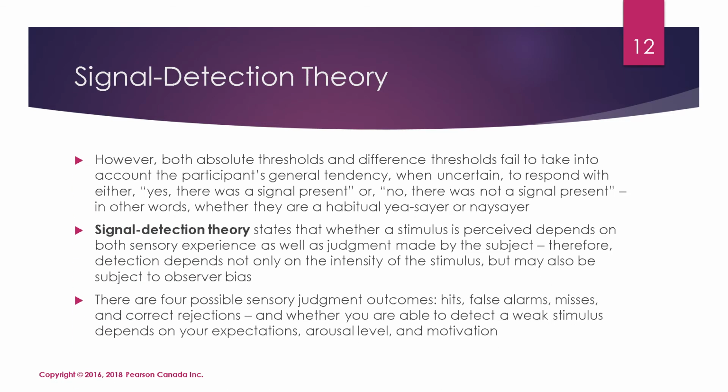So now we're going to talk about signal detection theory, which is actually one of my favorite things in this chapter. I think it's really interesting. It relates to the fact that even though we just talked about those absolute and difference thresholds, they don't take into account the participant's general tendency when uncertain to respond with either yes, there was something present, or no, there was not. In other words, we're not taking into account whether the person is a habitual yay-sayer or a habitual naysayer.